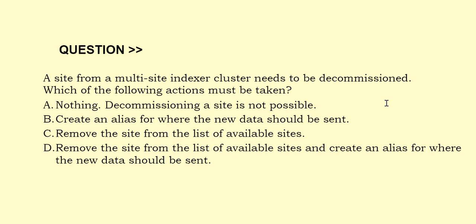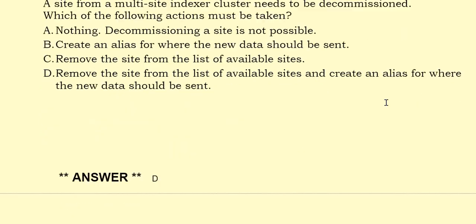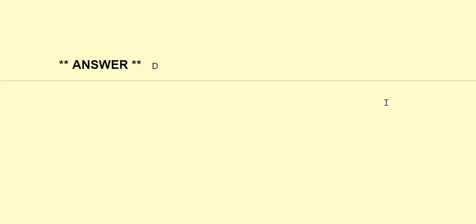Option D. Remove the site from the list of available sites and create an alias for where the new data should be sent. The correct answer is option D.